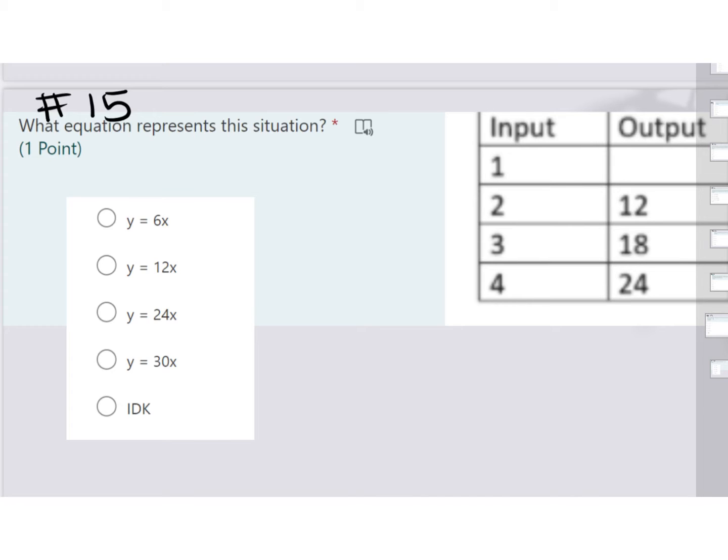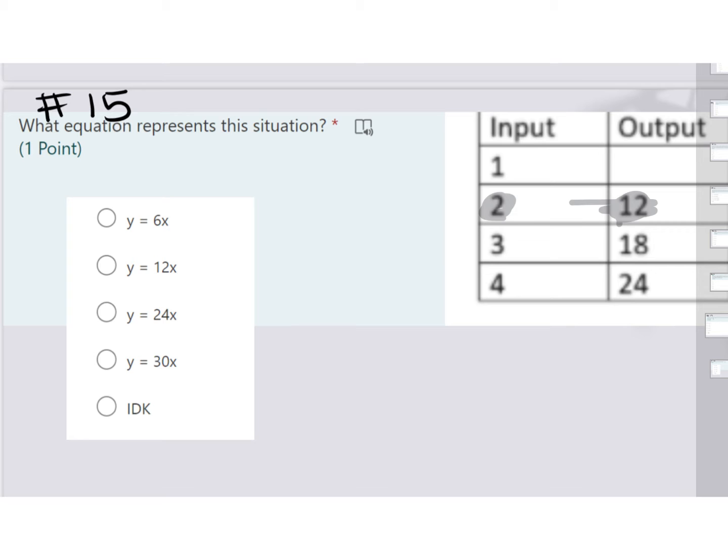All right, this question says, what equation represents this situation? So first we need to fill out the rest of this table. They said their input here is 2, the output here is 6. So we need to try to figure out if, say for instance, we can give these things a value.